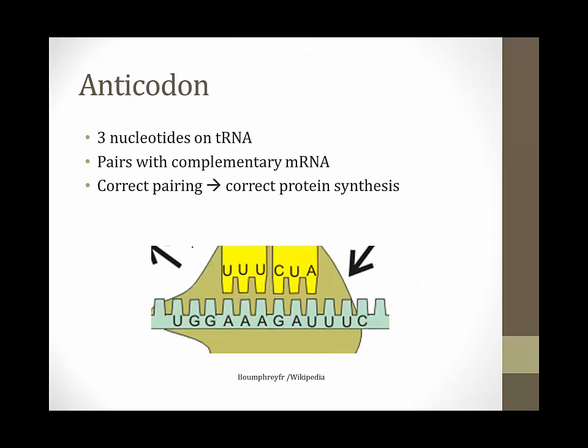So let's talk about the anticodon portion of the cloverleaf first. The anticodon is 3 nucleotides on tRNA that pairs with complementary mRNA, and correct pairing brings in the correct amino acids to synthesize the correct protein. So this is shown at the bottom of the screen here. We have a GAU on a piece of mRNA. That is complementary to CUA in the tRNA, and therefore this molecule of tRNA, which has CUA, will bind here and bring in the appropriate amino acid.